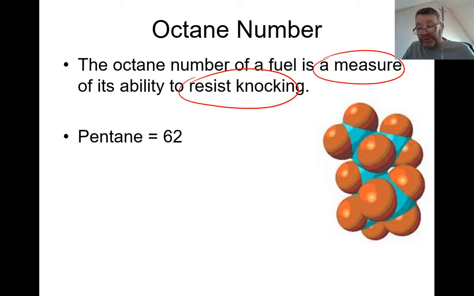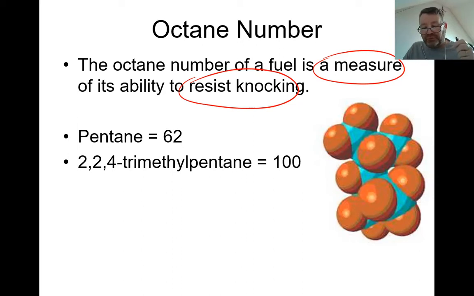Pentane has an octane number of 62. Useless. It will auto-ignite way too early and cause huge damage. Okay, 2,2,4-trimethyl pentane, what do you notice? 5 carbons in the main chain, 3 branches. That's a good molecule. In fact, it's so good, it has an octane number of 100. That's too high for the engine of a car.